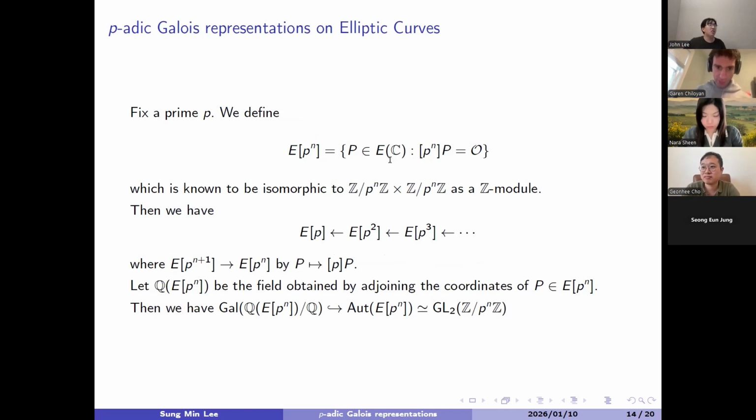So p^n-torsion means take all the points in the elliptic curve such that if you just add a point to itself p^n times, it gives you O, which is the identity element we take in the elliptic curve. This is known to be isomorphic to Z mod p^n Z times Z mod p^n Z. And yes, if you're a geometric person, this should be a very obvious thing, because an elliptic curve is basically C quotient by a lattice Lambda, so it can be identified like a parallelogram with the parallel sides identified. So it's just some two-dimensional plane or something like that.